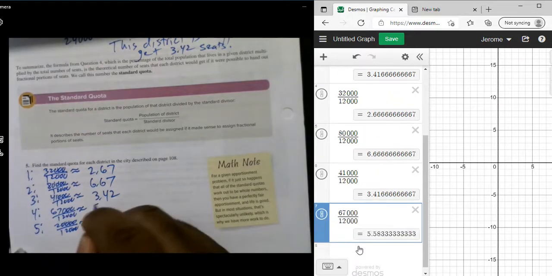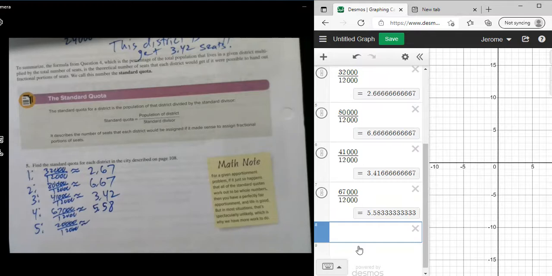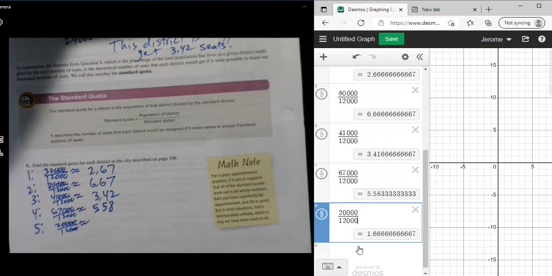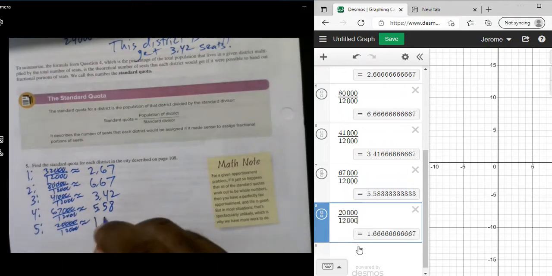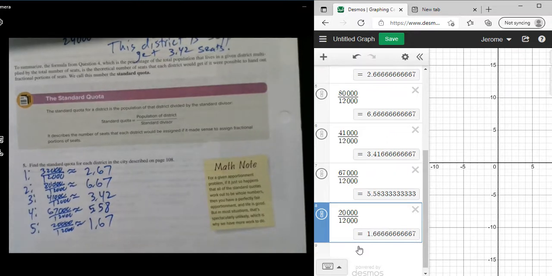So that'd be 5.58. And then finally, we would have 20,000 divided by 12,000. So it'd be 1.67. Okay, so now those are all the standard quotas for districts 1 through 5. Did you all have any questions?